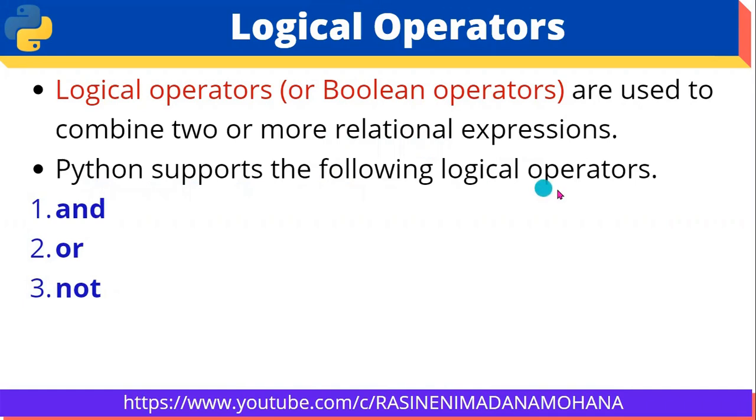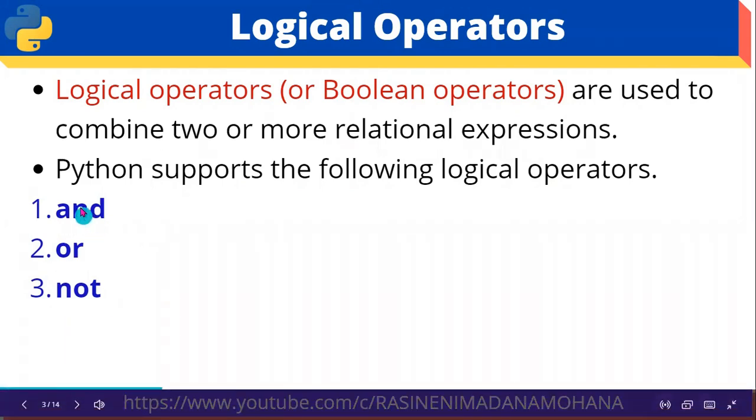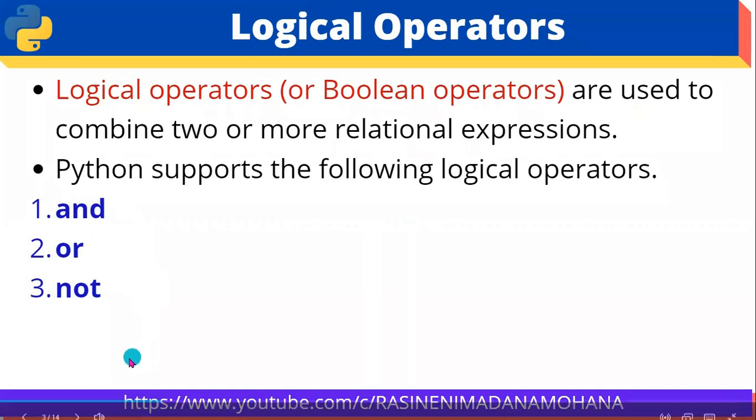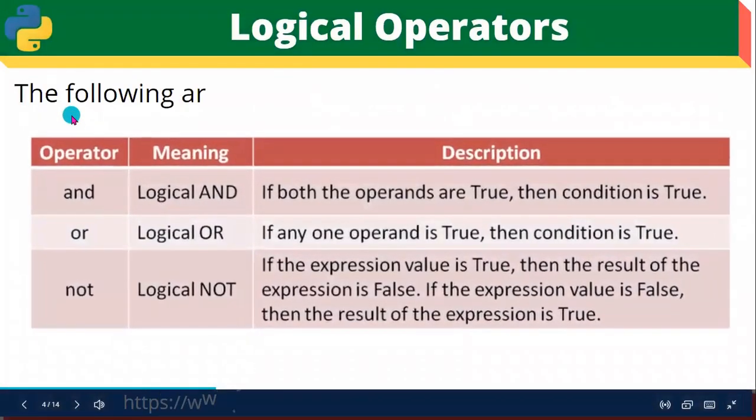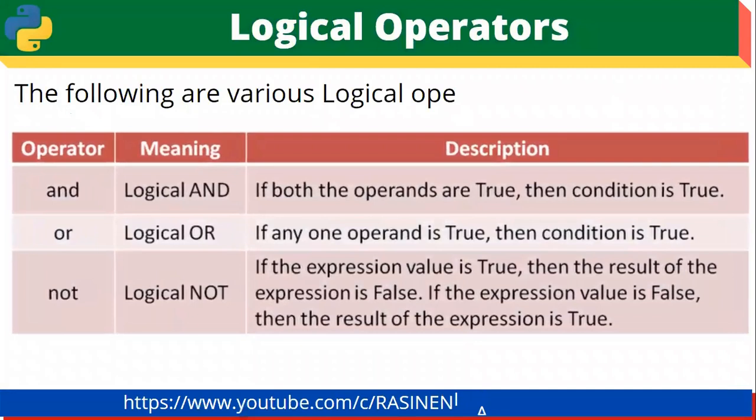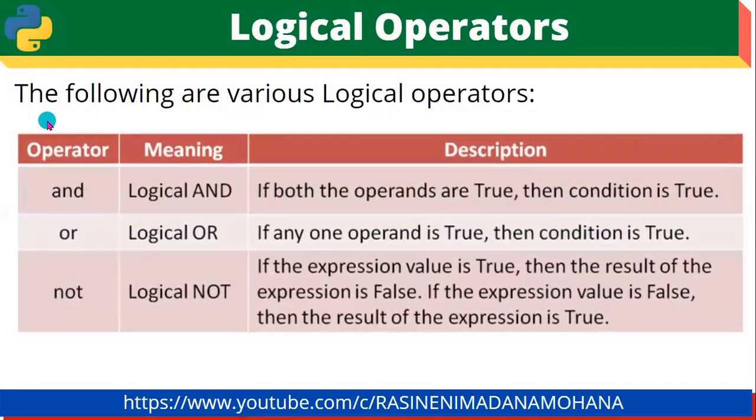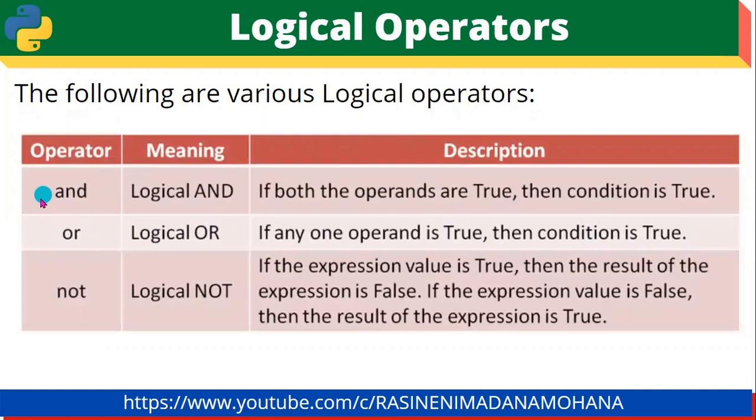Python supports the following logical operators. The first one is and, the second one is or, the third one is the not operator. Let us see how to use these three operators in Python with examples. The following table shows the various logical operators and their meaning and description. In Python we have to use lowercase and, lowercase or, and lowercase not.